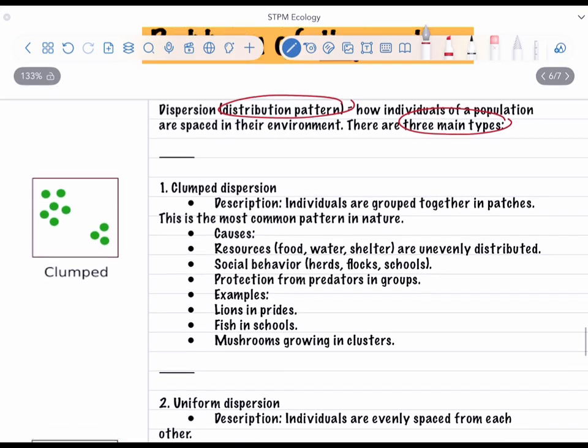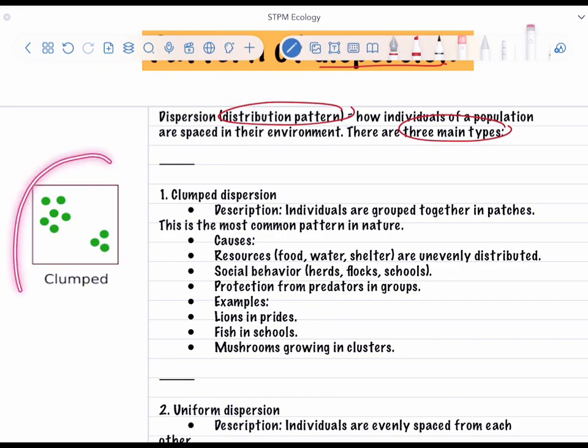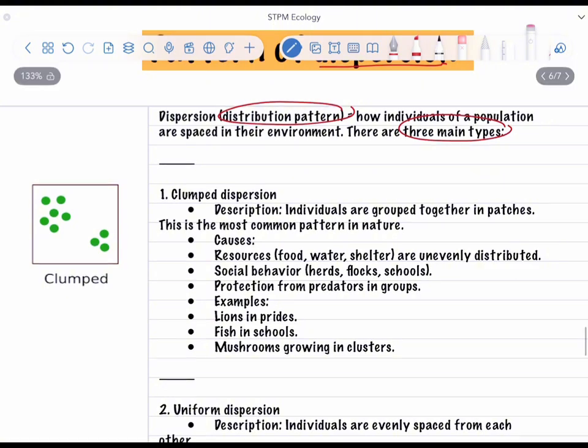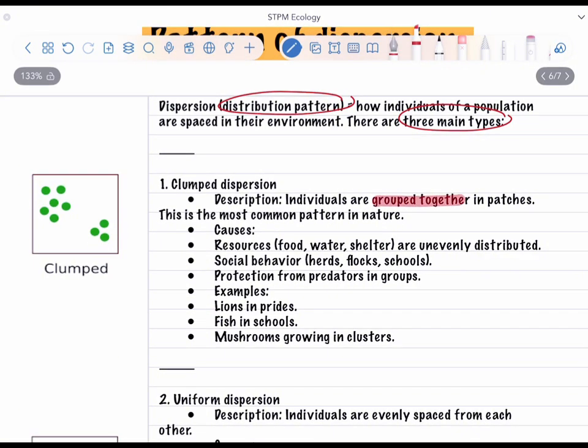So the first type is the clump dispersion. So this is the diagram. Every single green dot over here represents one individual, and the distinct characteristic for clump dispersion is that you will see there are several dots that are very close to each other. They gather together. So the description for this type of dispersion is that the individuals are grouped together in patches. This is the most common pattern in nature.